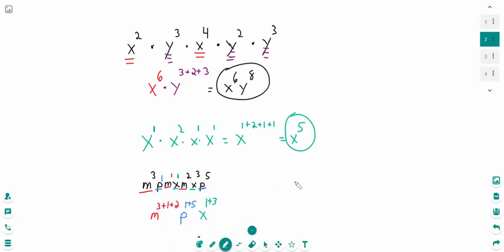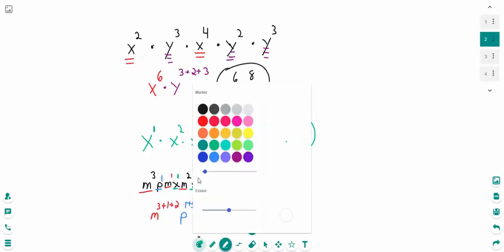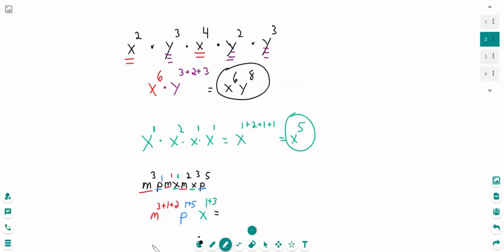So finally, now all we have to do is just add all of this together. m to the 3 plus 1 plus 2 is going to be 6. p to the 6 as well. And x to the 4. That would be our simplification for this expression.